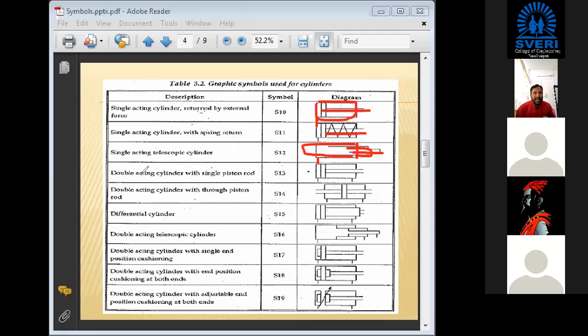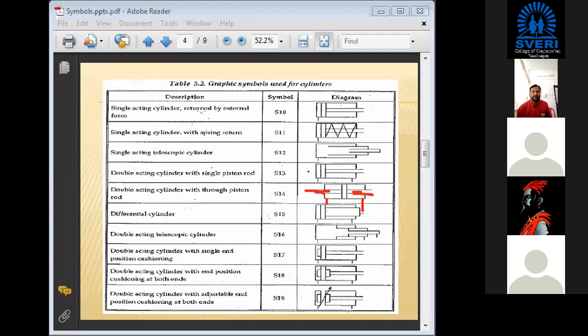Now if a double acting cylinder is there, then you have to represent it by this one. At both ends you have to show the small line, and with a single piston rod, that means this one. If a double piston rod or through piston rod will be there, that time both sides we have to show it. Double acting through piston rod. Okay, double acting is what? These two lines, this one and this one, this is called double acting. This is a cylinder, but with through piston means what? At both ends your piston will be there.